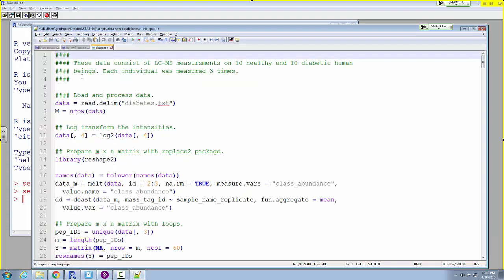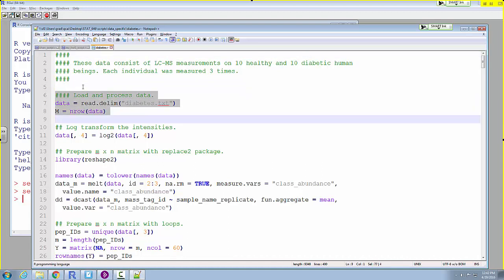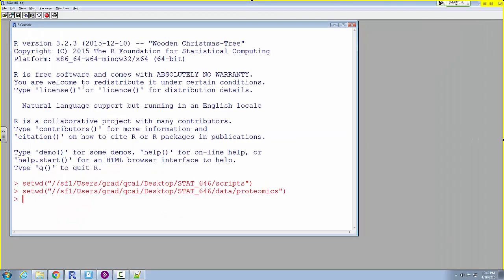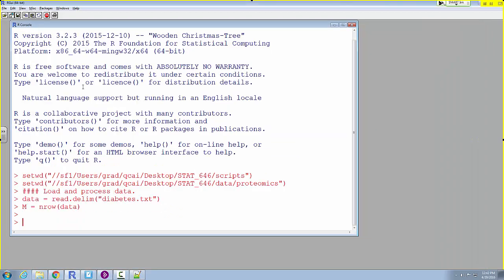Okay, so these are mass spectrometry-based proteomics data, liquid chromatography-based MS proteomics data. 20 human beings, 10 who are healthy, 10 who have diabetes. I've already processed the data somewhat. I'll talk about that here in a second. But let's look at them first.